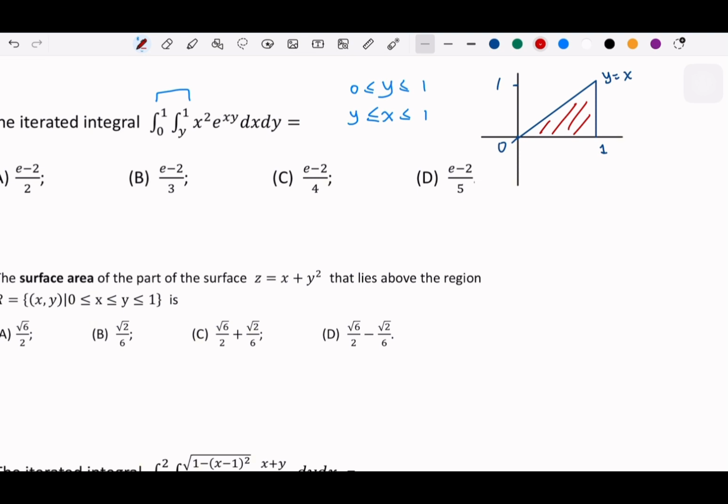Okay, so we would like to see what happens if we change the order. Let's say x will be the constant, so x from 0 to 1, right? And then y is from 0 to x. So we have a new double integral when we change the order: 0 to 1, 0 to x, x squared e to the xy, and this becomes dy dx. And now it makes much more sense to compute.